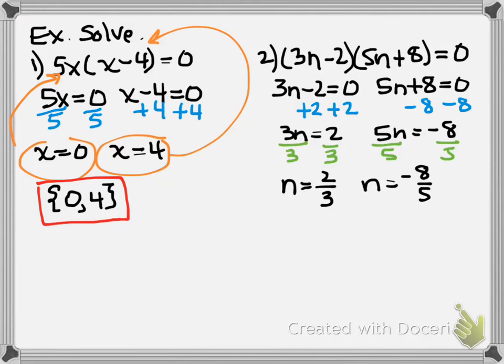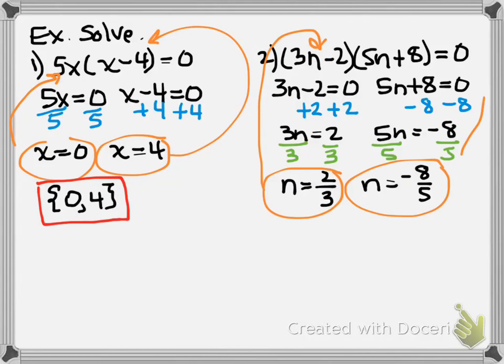So again, I can test my answers and plug in 2/3. Now if I plug in 2/3 there, I get 3 times 2/3 is 2. 2 take away 2 is 0. So now that I have a factor that's 0, the whole left side has to equal 0, because 0 times anything is 0. When I take this guy, the smartest place to plug him in is there. 5 times negative 8/5 is negative 8. Negative 8 plus 8 is 0. 0 times anything gives me 0. So both answers are good, and my solutions are 2/3 and negative 8/5.